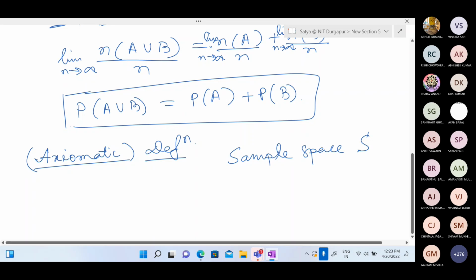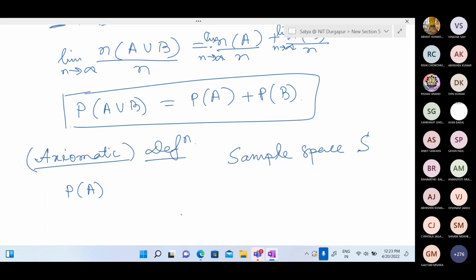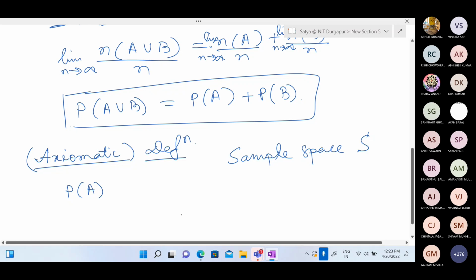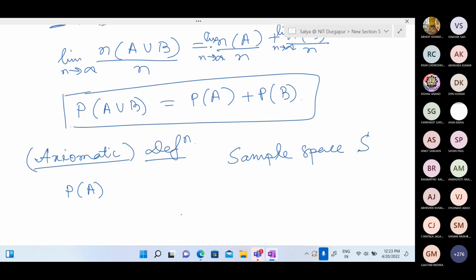Suppose S is a finite sample space and A is an event. Then in the axiomatic definition, the probability P of A of an event A is a real number assigned to A which satisfies the following three axioms. I repeat: let S be a finite sample space and A be an event in S.